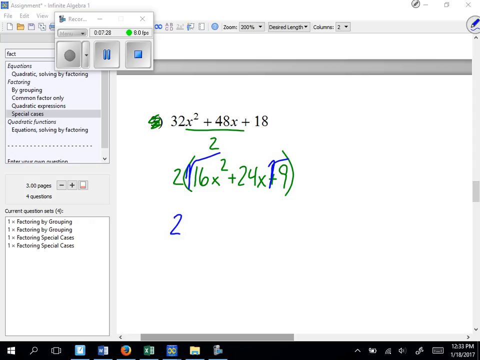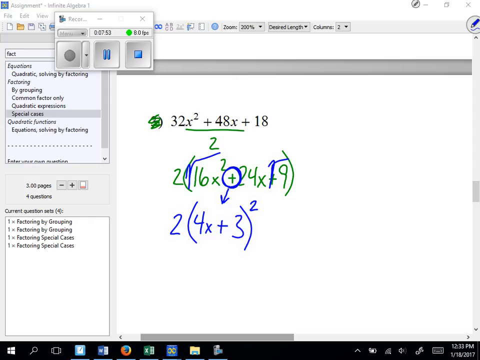So I know I have 2. The square root of 16x squared would be 4x. The square root of 9 is 3. And then we always take the sign in front of b and bring that down, plus sign, and we just put our squared up here. So anytime it's a perfect square trinomial, it's going to turn into just one term squared.